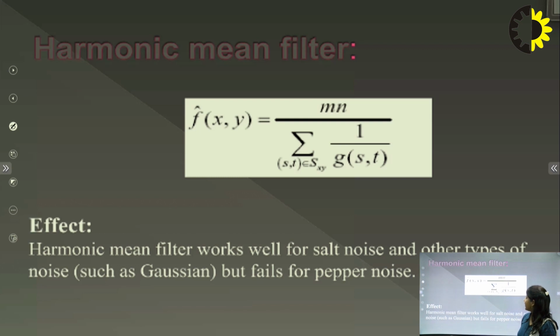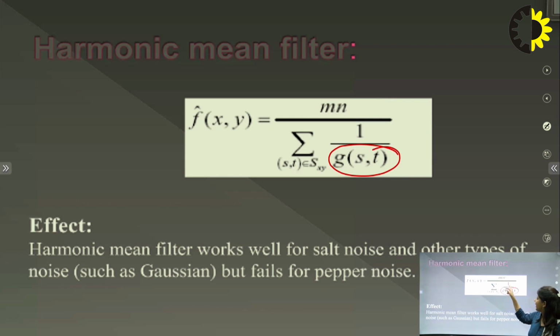Next is the harmonic mean filter. This is the formula for calculating it: mn divided by the summation over (s,t) belonging to Sxy of 1 upon g(s,t). Here we have the degraded image. We get the sum of reciprocal values of the degraded image and divide mn by this value. This harmonic mean filter works for salt noise and other types of noise like Gaussian noise, so if we want to remove this kind of noise, we can apply the harmonic mean filter.